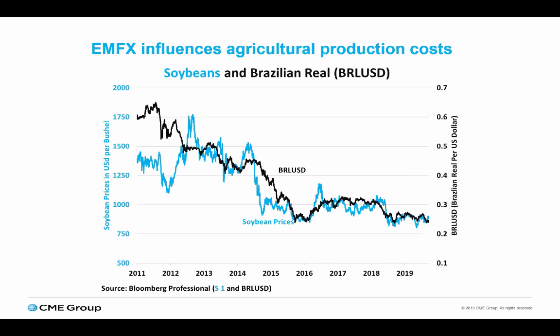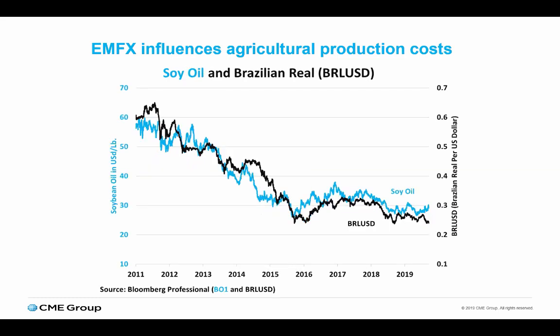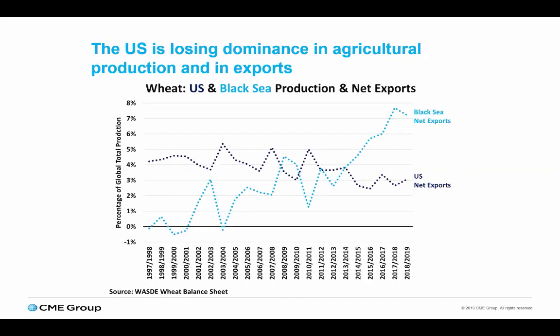And next, you have soybeans. Soybeans move in lockstep with the Brazilian real. This is less true of soybean meal, but it's very true of soybeans, and it's especially true of soybean oil. Soybean oil seems to move very, very closely with the Brazilian real. So the reason why these emerging market currencies are having such a strong influence on the price of these various commodities becomes obvious when you look at who the exporters of these commodities are and who they've become.